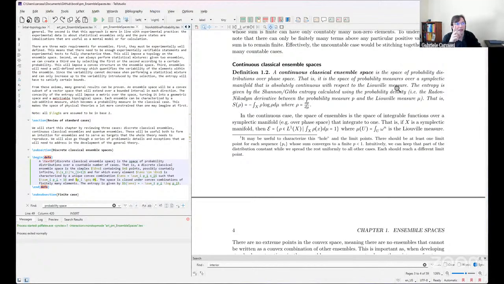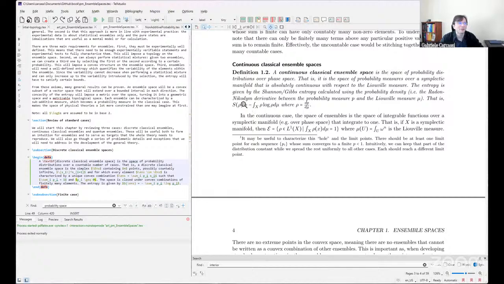And so the fact that the measure is absolutely continuous with respect to the Liouville measure means that you can define a probability density. The probability density is important because the entropy is given by the Shannon-Gibbs entropy calculated using the probability density. Mathematically, the probability density is the Radon-Nikodym derivative between the probability measure and the Liouville measure, the count of states. And these things exist only if, for each set that has zero states, you can't assign finite probability, which, physically, makes total sense.